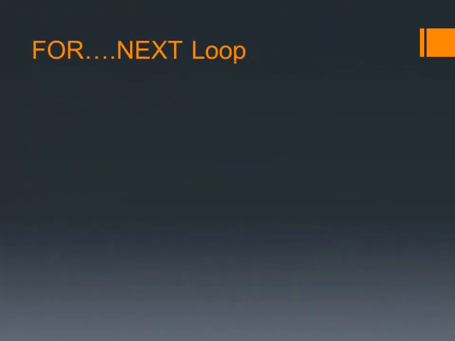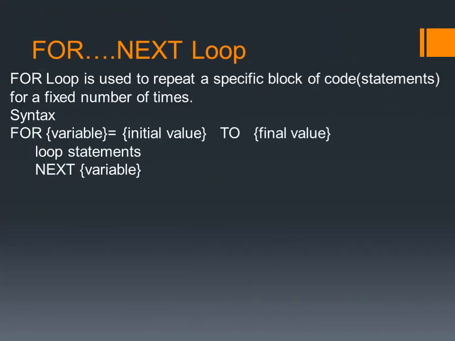Now next is the FOR NEXT loop. The FOR loop is used to repeat a specific block of code or statements for a fixed number of times. The syntax for that is: write FOR, then any variable, then the initial value, and last the final value, then the loop statements, and then NEXT and the variable name.